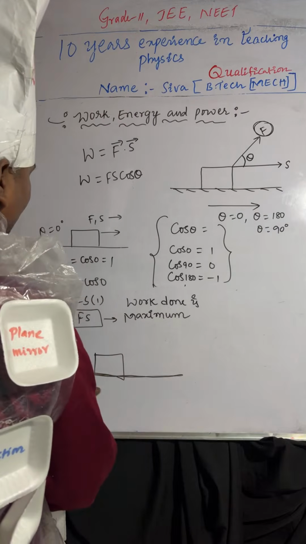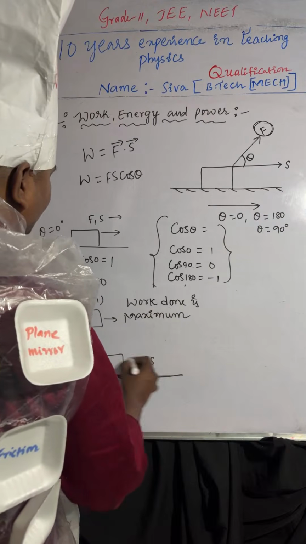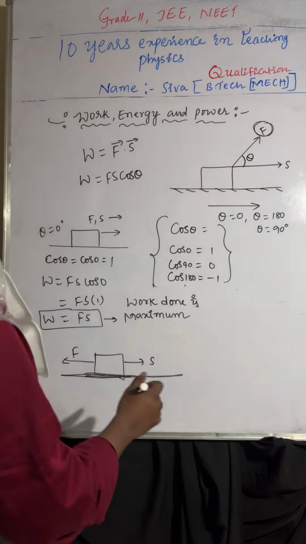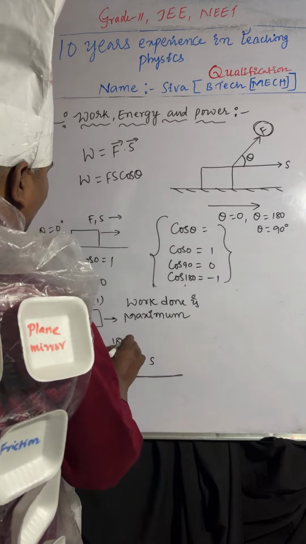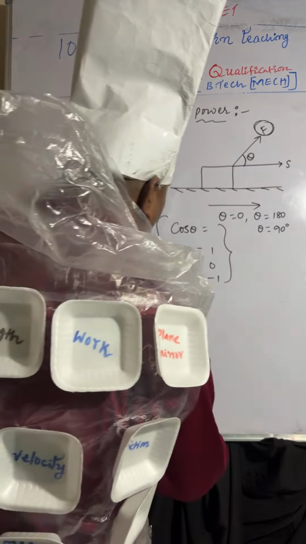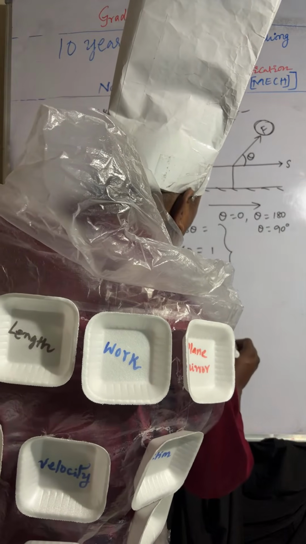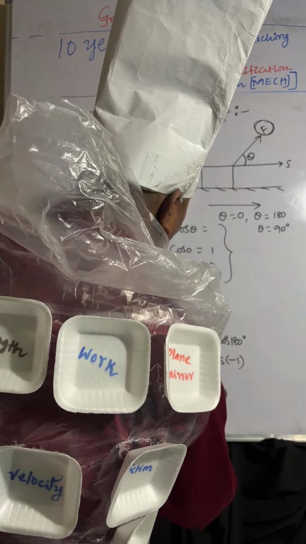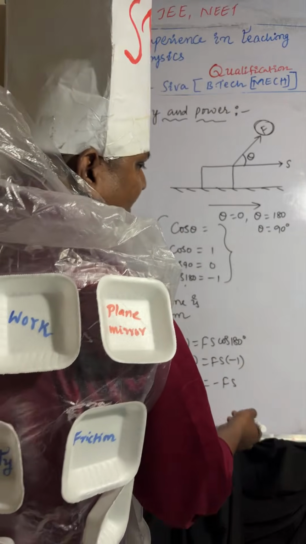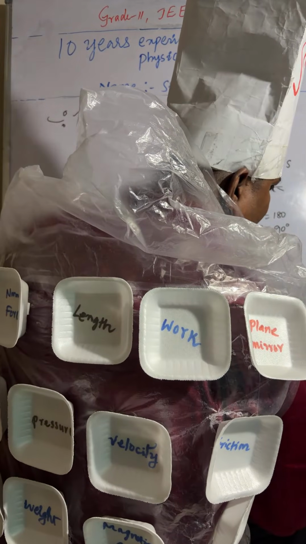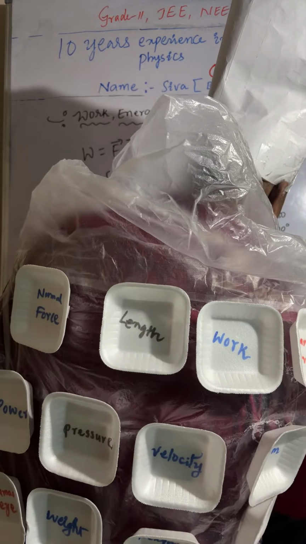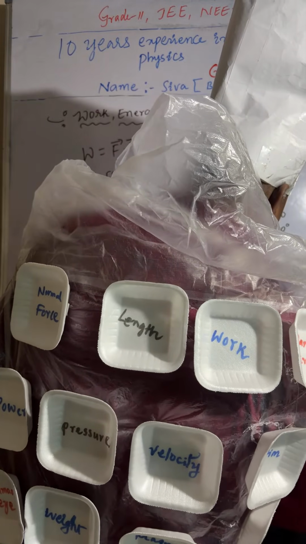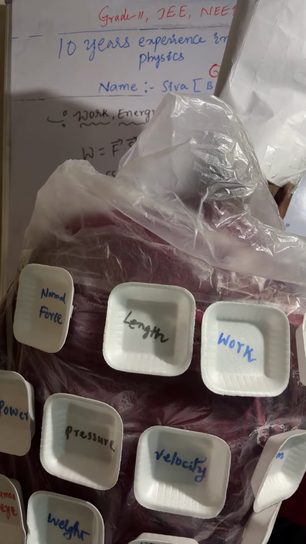Work done is minimum when we apply force and the object moves in the opposite direction. Force and displacement are acting in opposite directions. So displacement is in this direction, force will be in this direction. The angle between these two is 180 degrees. So W equal to Fs cos 180 degrees, so W equal to Fs into minus 1, then W equal to minus Fs. Work done is minimum. Understood or not?